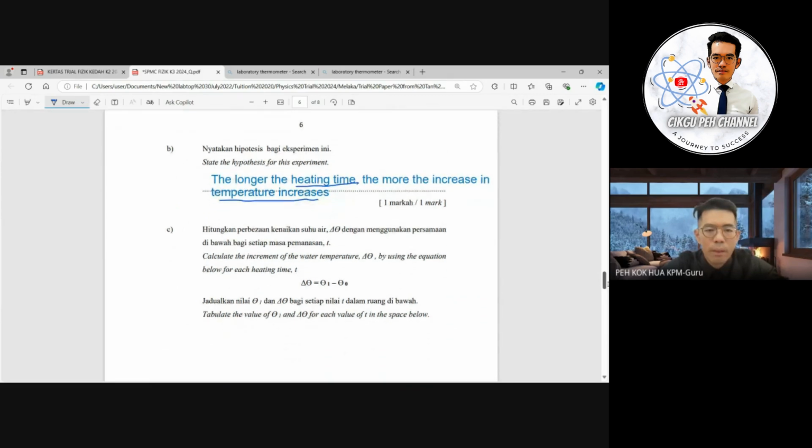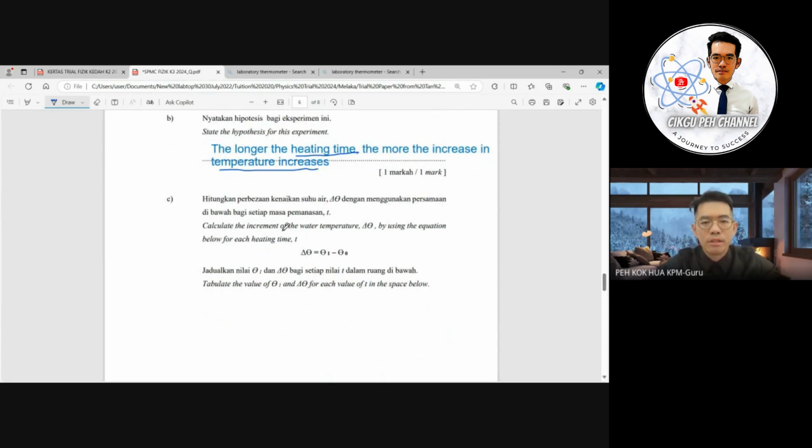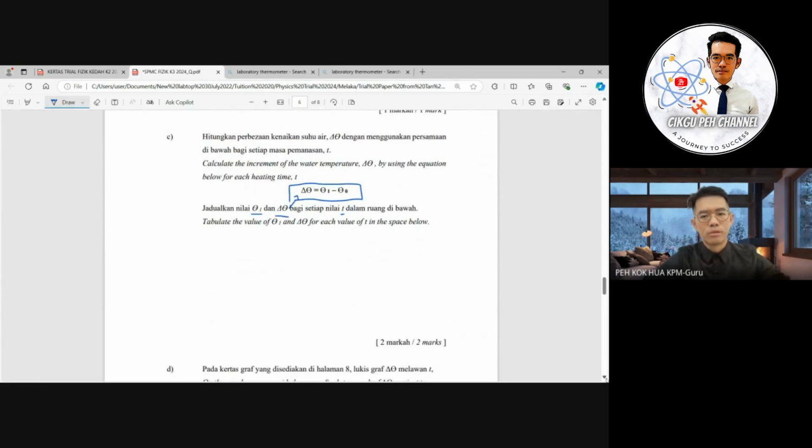Then calculate the increase of the water temperature by using this equation. Then you have to tabulate your data. This is the data you need to calculate, and then T. So you have 3 variables to give in your table. Tabulation is only 2 marks, but you want to get full marks, as I mentioned to you.